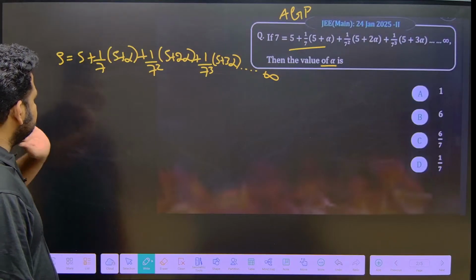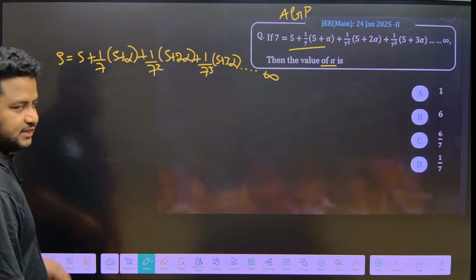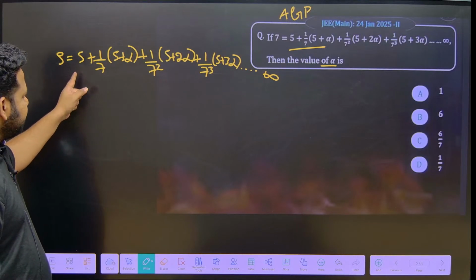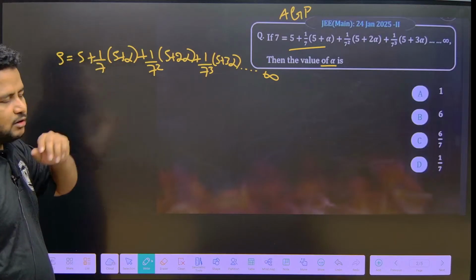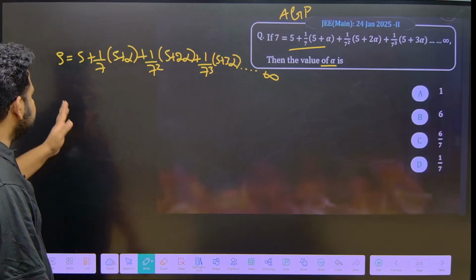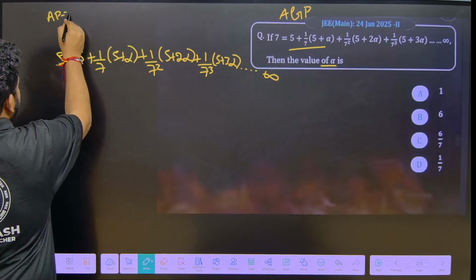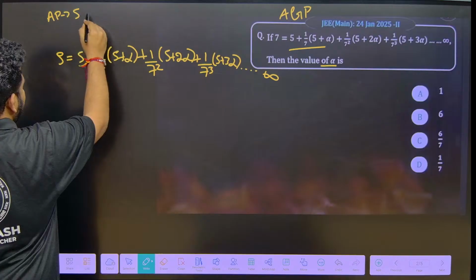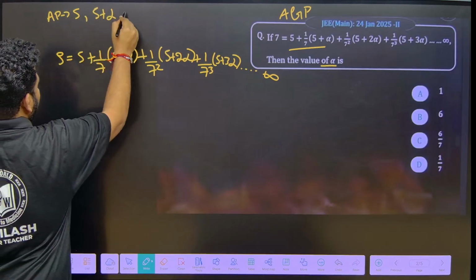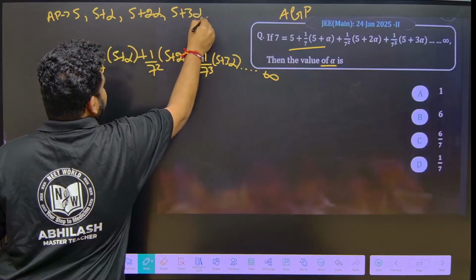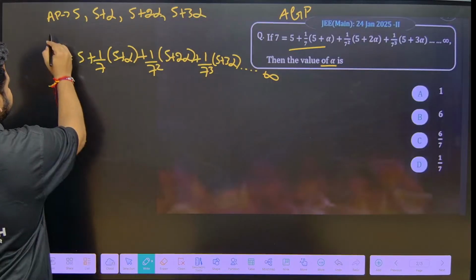Now understand, here we have a combination of an arithmetic-geometric progression, that is a combination of AP and GP. What is the AP that we have here? Let me write it separately. The AP is 5, followed by 5 plus alpha, followed by 5 plus 2 alpha, followed by 5 plus 3 alpha. Okay. What about the GP?